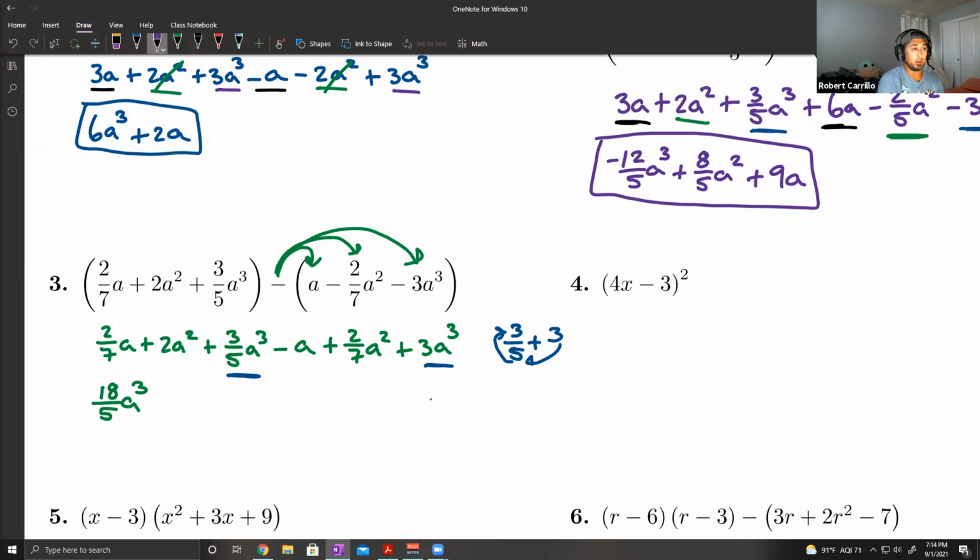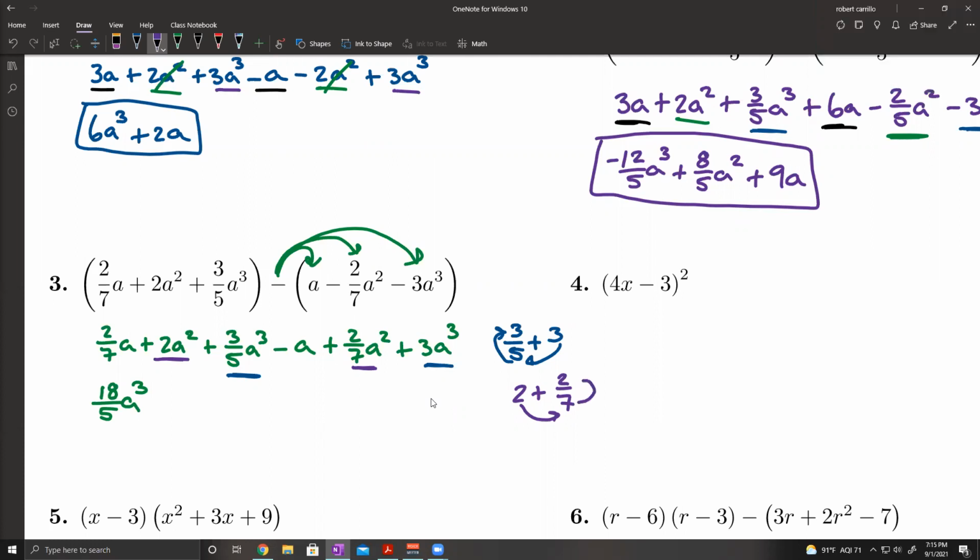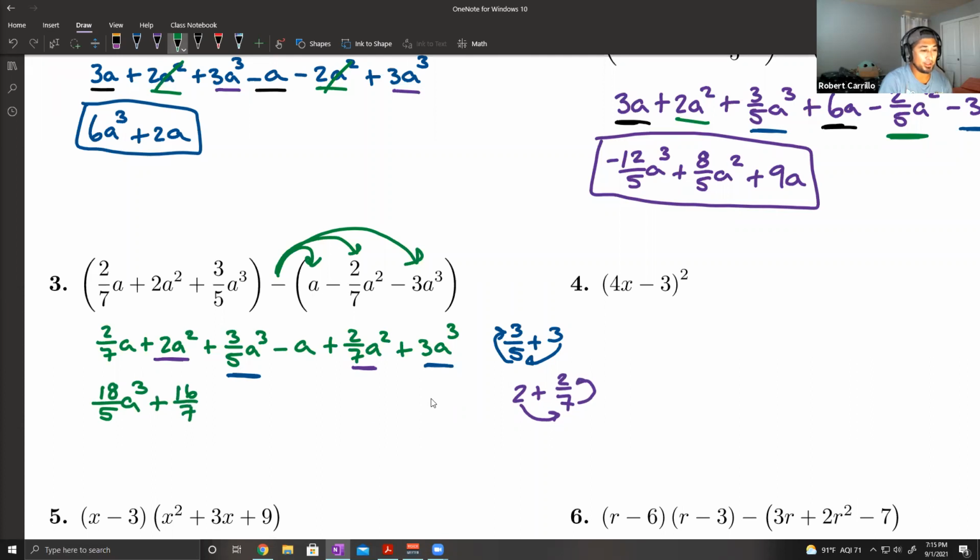And now we go to the next power. 2a squared and 2/7 a squared. So let's pull those out to the side. 2 plus 2/7. Fraction trick. What is 2 times 7? 14. And 14 plus 2? 16. You get 16 over 7 a squared. There we go. Okay. And the last ones.